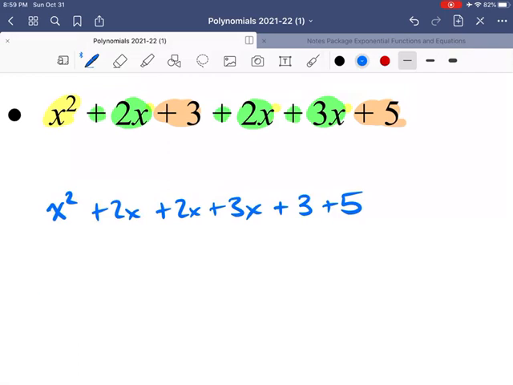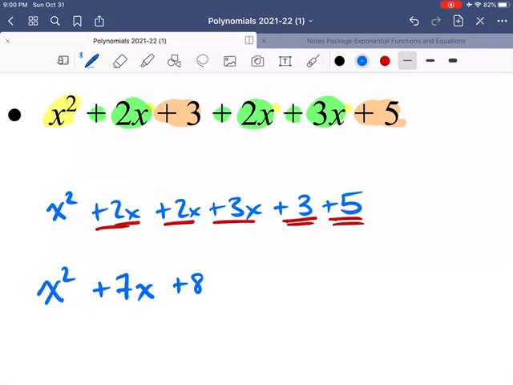Well, let's collect our like terms. We only have the 1x squared, but we've got 2x, positive 2x, and positive 3x. So positive 2x, positive 2, and positive 3 give me 7x in total. And then the positive 3 and positive 5 give me positive 8. Perfect.